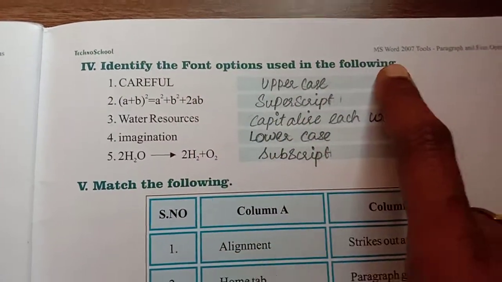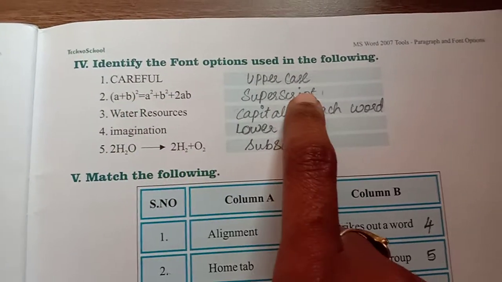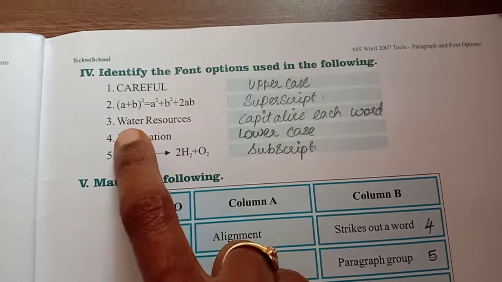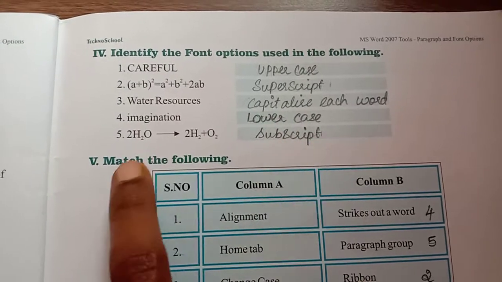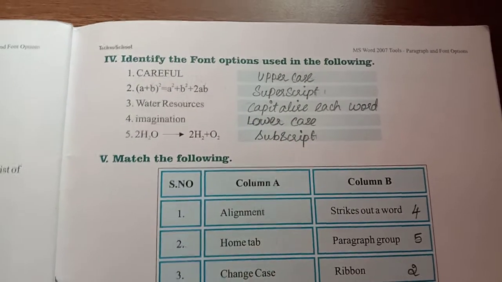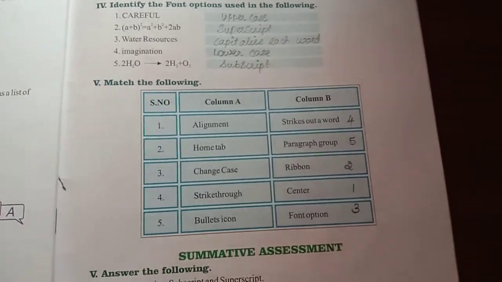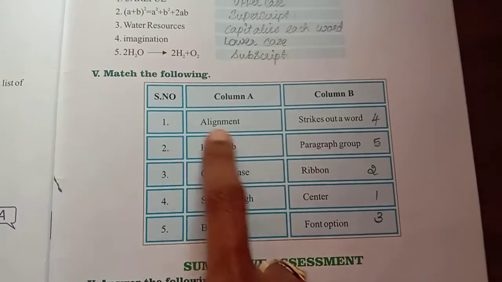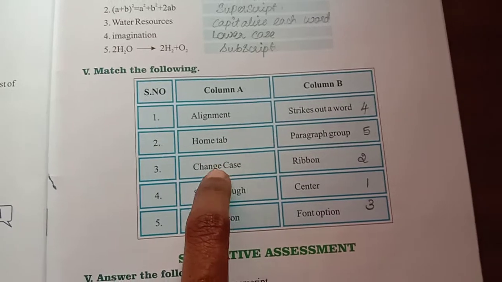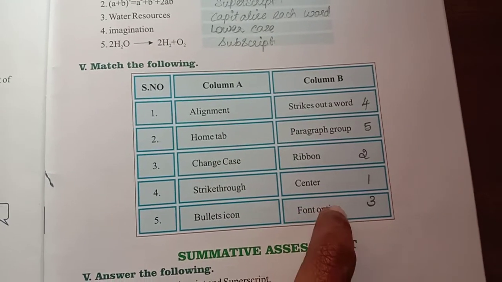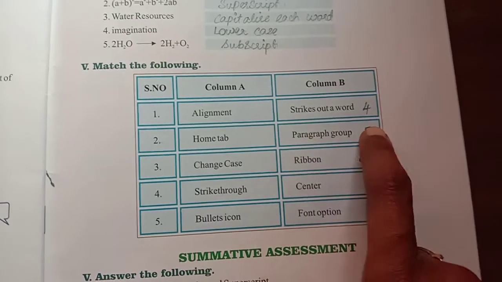Identify the font option used in the following. First is uppercase. It is a power value, superscript. Only the first letters are capital, so capitalize each word. Everything in lowercase, so it is lowercase. And the fifth one is subscript, because it is a chemical compound, right? So subscript. Next is match the following. Alignment, center; Home tab, ribbon; change case, font option; strike through, strike out a word; bullets icon, paragraph group.